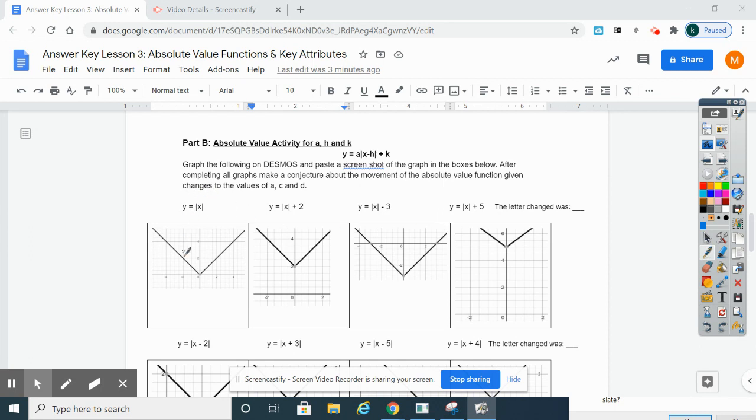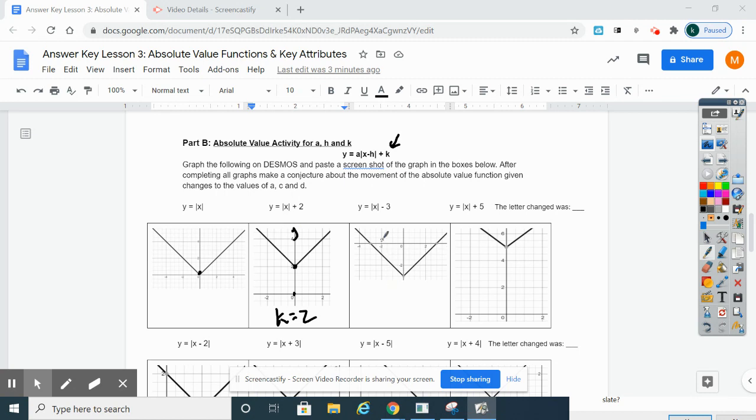So here's the parent function. This is the most basic. It goes through the center, lives at the origin, but then we add a +2. Which letter was that? Was that a, h, or k? Well, I notice it's at the end. It's outside the bars, so that must have been k, is my guess. So it means k here equals 2, and what happened? It used to live in the center, but it's no longer in the center. It looks like it's up here on the y-axis at 2.